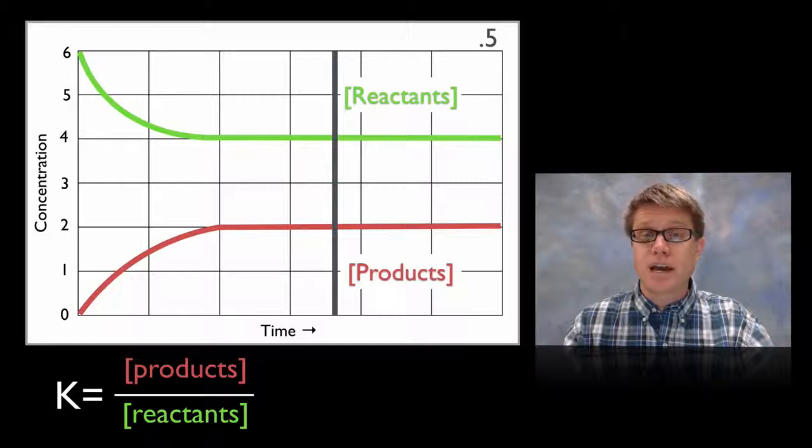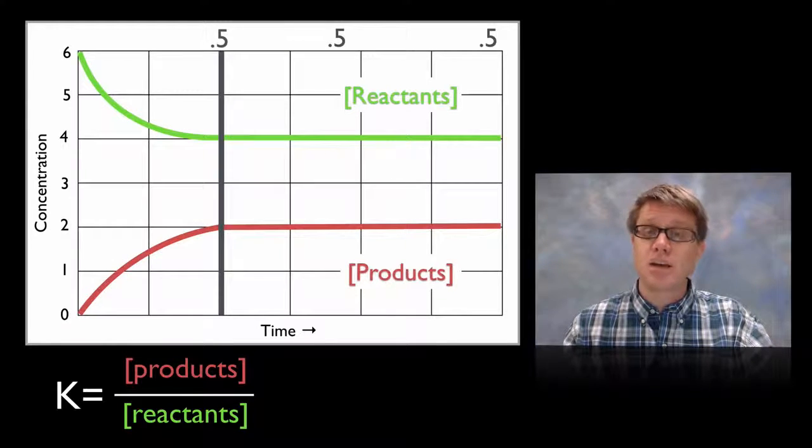Now let's move it further back in equilibrium. What's it going to be? Same thing. What's it going to be here? Same thing. It's going to be 0.5. In other words, that K, or our equilibrium constant, remains the same as long as we're at equilibrium. But let's look at what it looked like before that.